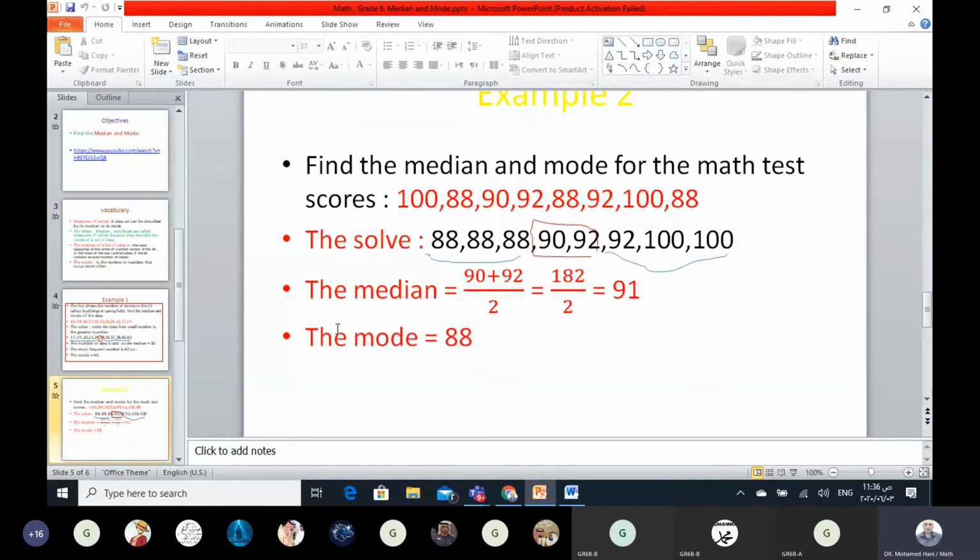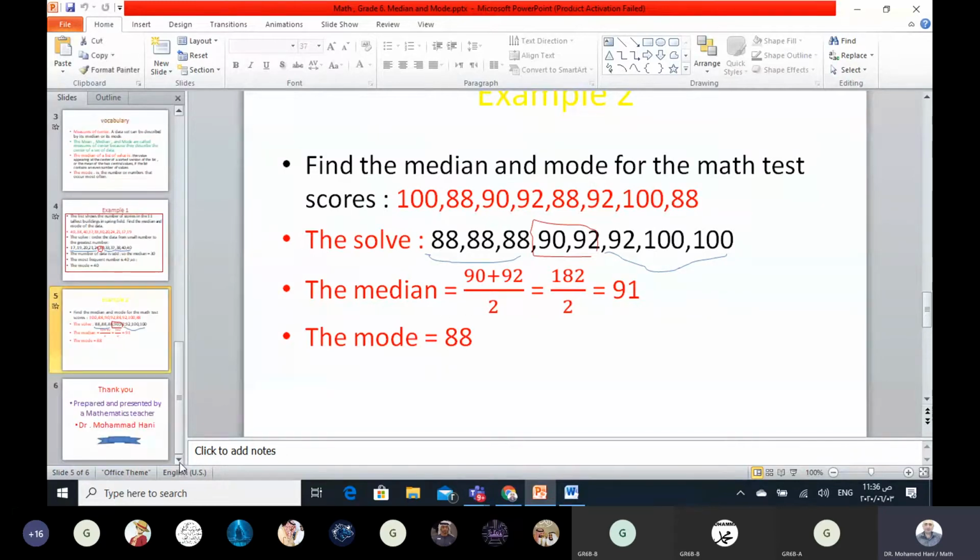How do we find the mode? As you see here, we have 92 2 times, and we have 88 3 times. The most frequent number will be what? It will be 88. So the mode here will be 88.